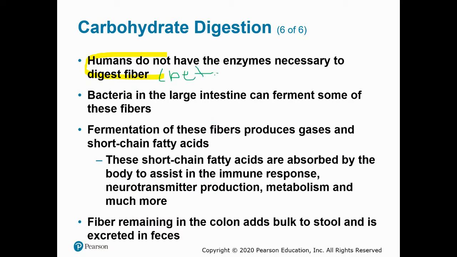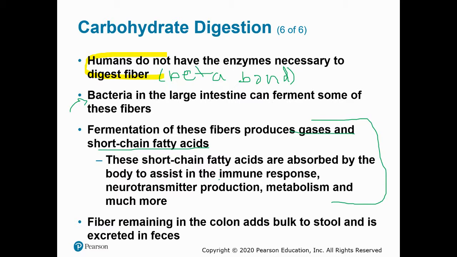Beta bonds, right? It's literally the beta bond that we can't break apart, that our enzymes can't break apart. But bacteria in the large intestines can break these fibers apart. So the bacterial fermentation of soluble fibers sometimes produces some gas and some short chain fatty acids. I've mentioned this before, but this is the first time we're seeing it in writing. So the short chain fatty acids, we then absorb into the enterocytes and pass them out into the bloodstream.